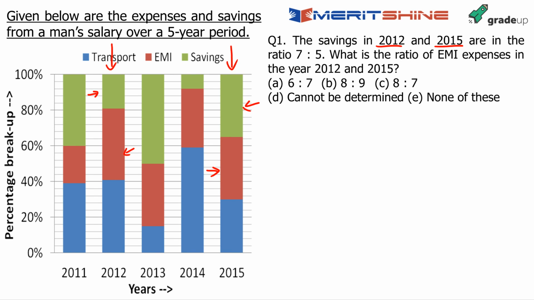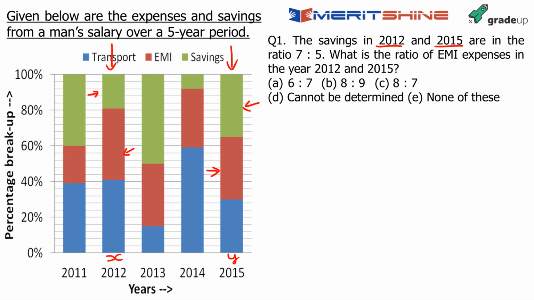Okay, cannot be determined. Can we discuss this now? So let's talk about what the data is. The savings in 2012 and 2015 are in the ratio 7:5. Let us assume the earnings for 2012 to be X and for 2015 to be Y. Fine. What percentage is this? If you look at savings in 2012, what percent of the salary is savings?